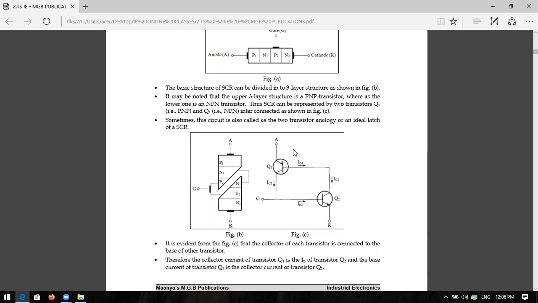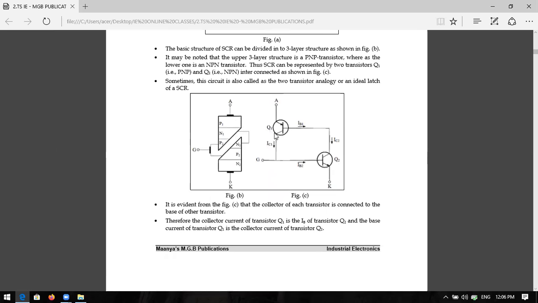So the basic structure of the SCR can be divided into a three-layer structure. The upper three-layer structure you can call a PNP transistor, whereas the lower structure you can call an NPN transistor. The two transistors can be termed Q1 and Q2. For example, Q1 is a PNP transistor and Q2 is an NPN transistor. The circuit symbols are like this. It is also important, so draw it in your notes.